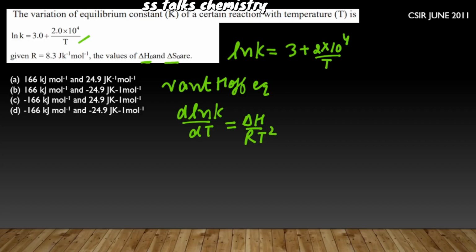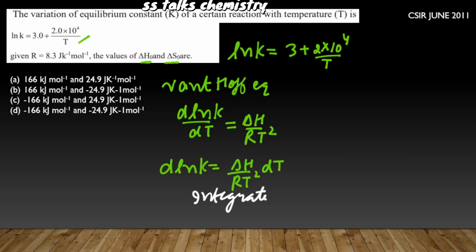This is the expression. Now take the dT on the other side. You will get d ln K equal to delta H upon RT square into dT. Now you can see the ln K is there, so you integrate on both sides. We will get d ln K equal to delta H upon R into the integration of 1 by T square into dT.